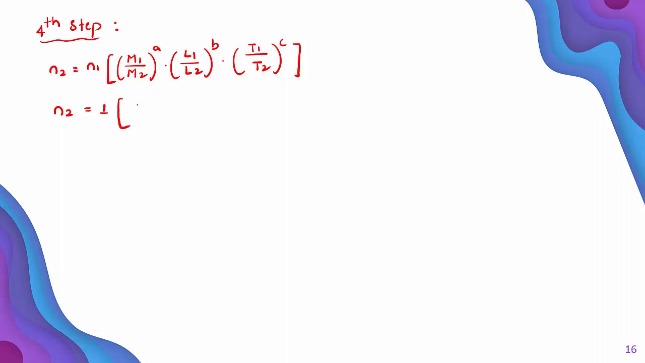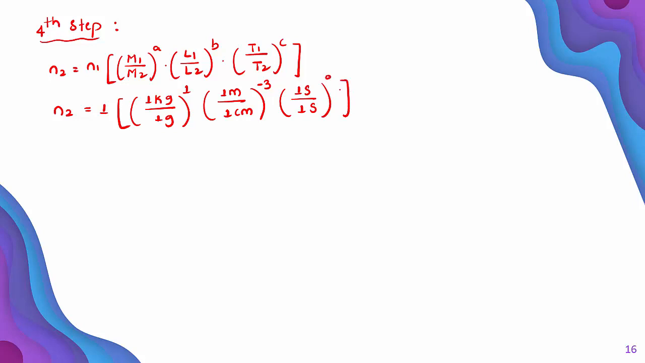We have to substitute the values of M1, M2, L1, L2, T1, T2 with their respective values of a, b, c. M1 is 1 kg, M2 is 1 gram, raised to a, which according to the dimensional formula is 1. Similarly, length is 1 meter in MKS and 1 centimeter in CGS, and its b value is minus 3, into T1 by T2: T1 is 1 second, T2 is also 1 second, raised to c value 0. Now we have substituted the values of M1, L1, T1, M2, L2, T2, a, b, c and the N1 value.